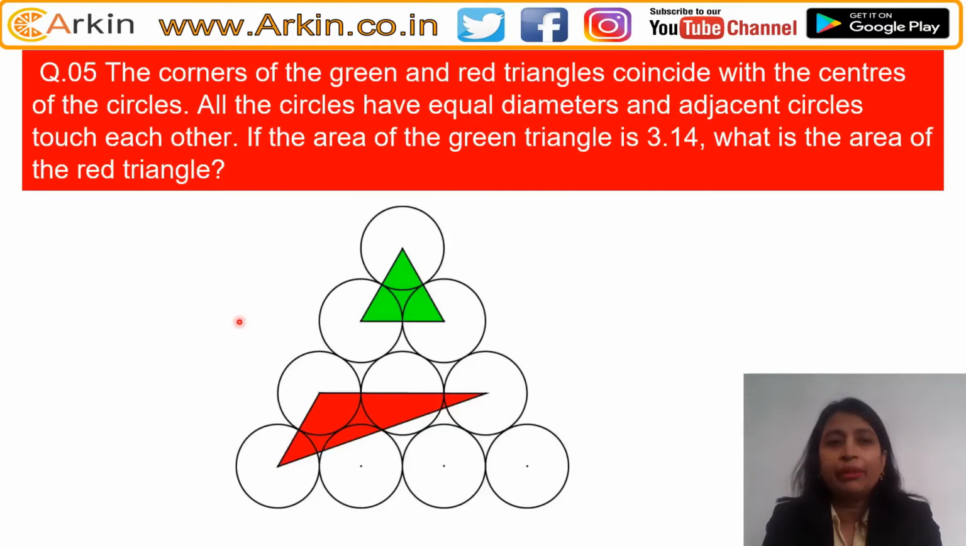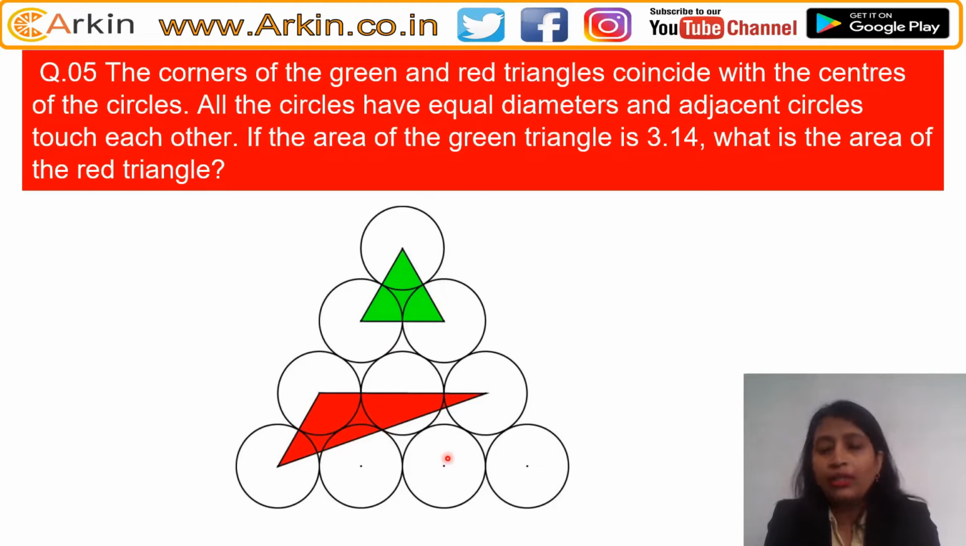Thank you. This question says, the corners of the green and red triangles coincide with the centers of the circles. What does it mean? This corner is the center of this green circle, and these corners are the centers of the circles. And all the circles have equal diameters. That means all circles are the same. And adjacent circles touch each other. They're not overlapping, but just touching. If the area of the green triangle is 3.14, what is the area of the red triangle? The area of this triangle is given and you have to find out the red triangle.